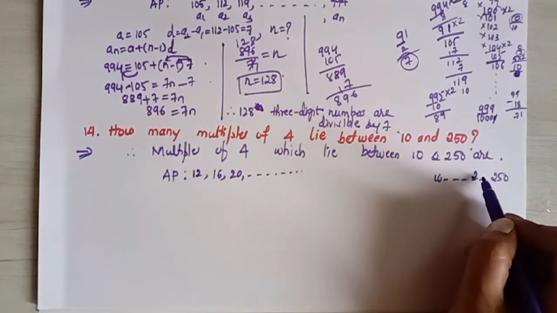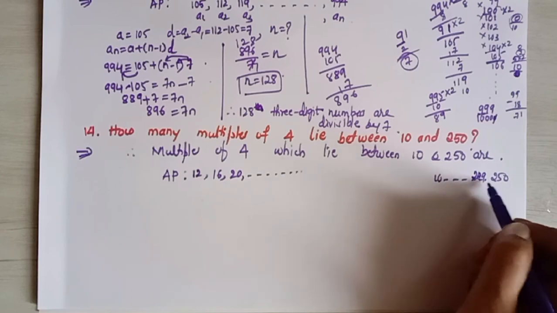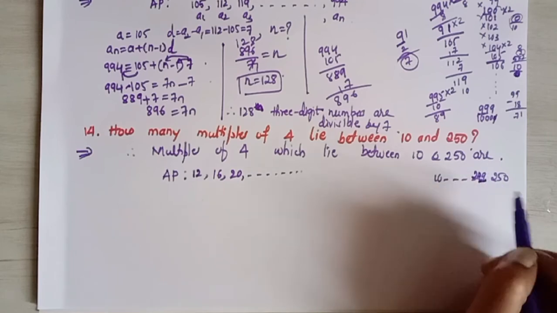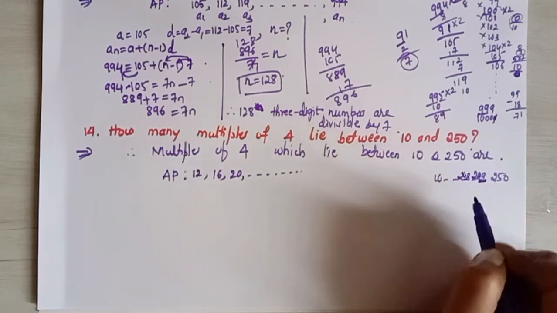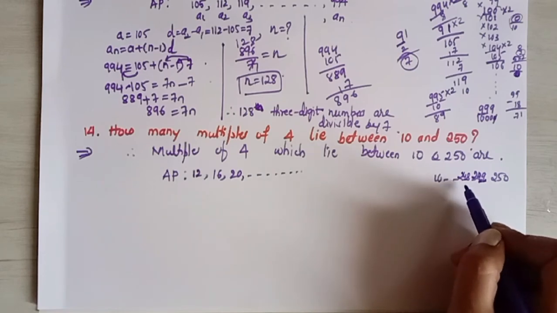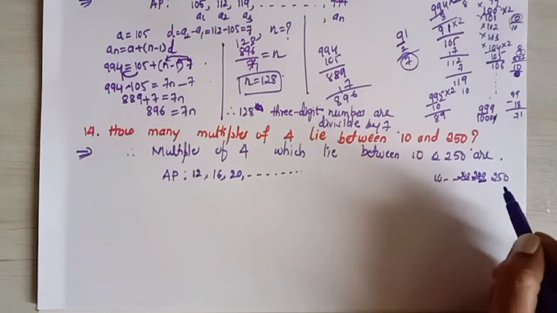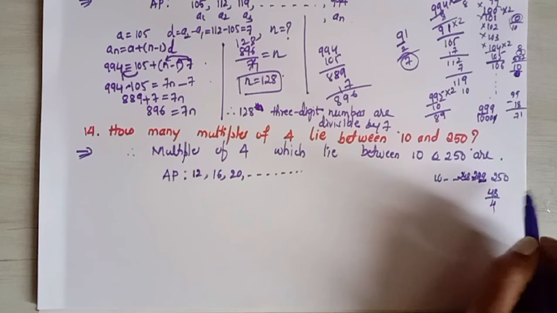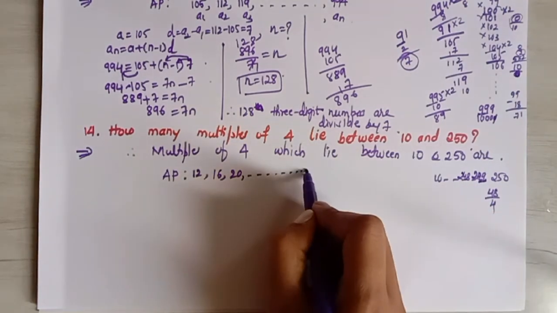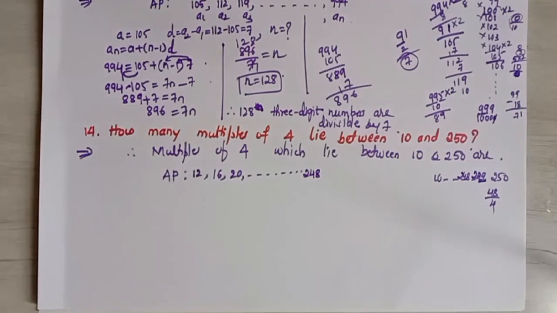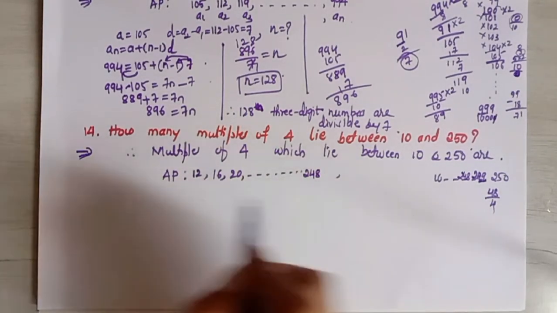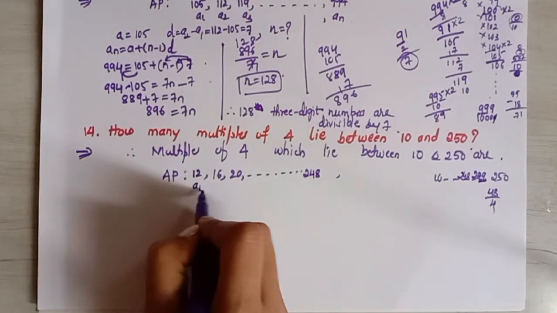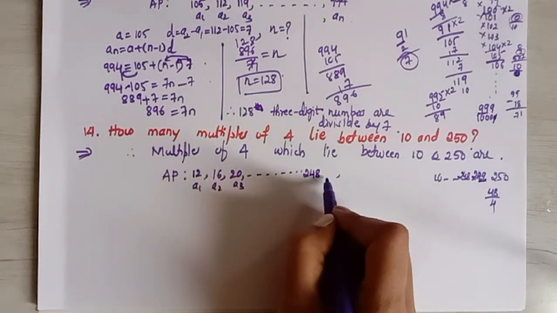Whether 249 is divisible by 4? No, it is not divisible by 4 because here the last 2 digits are not divisible by 4. So whether 248 is divisible by 4? Yes, it is divisible by 4 because here the last two digits are 48, and 48 is divisible by 4. Therefore, we can say that the last number will be 248, which is divisible by 4. Now we have to find n.